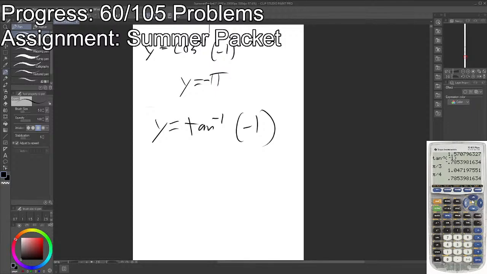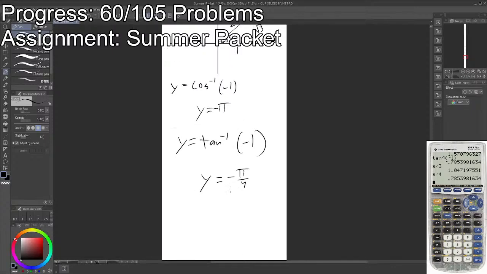So it's 7 pi over 4. Or no, it's just negative pi over 4. Or 7 pi over 4, but it doesn't really matter. And I guess you can draw down the reference triangle. So I guess I'll do that.